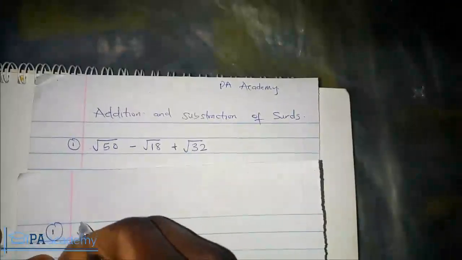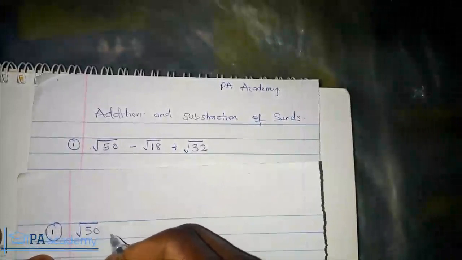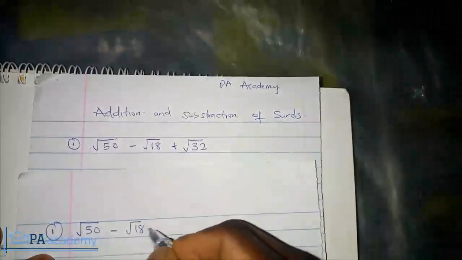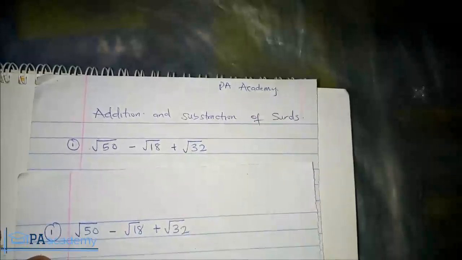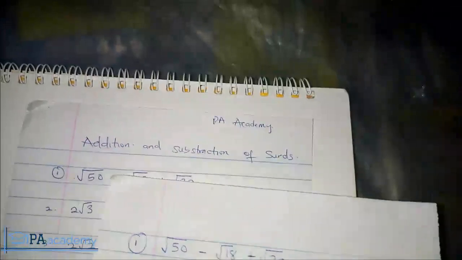So number 1 is square root of 50 minus square root of 18 plus square root of 32. So that's what we have in the number 1. Now if you look at this number 1, you see that they are single surd. And in part 3 of this video, we've already looked at how to simplify single surd. So if you missed that, please kindly check the description of this video so that you'll be able to get that. So first of all, we are going to simplify this single surd.